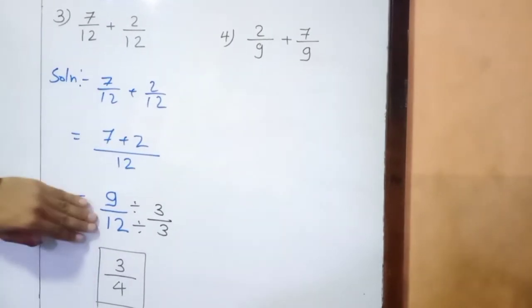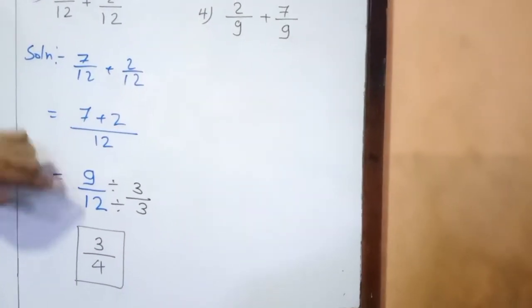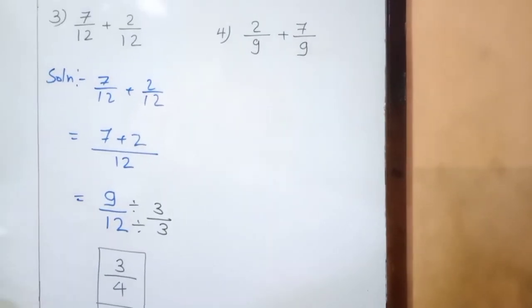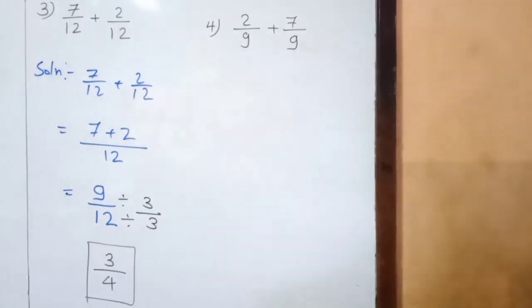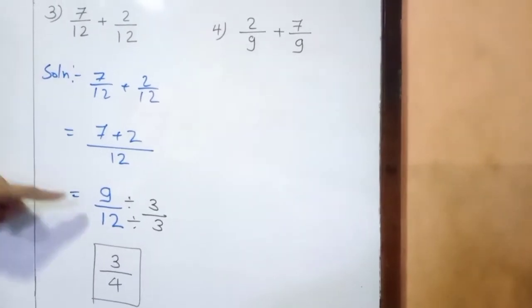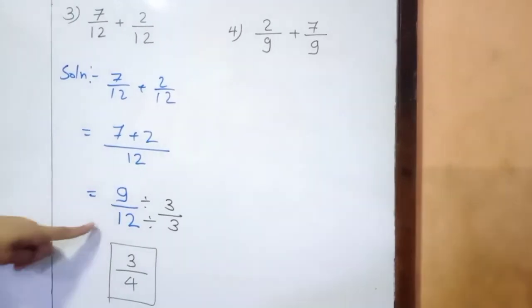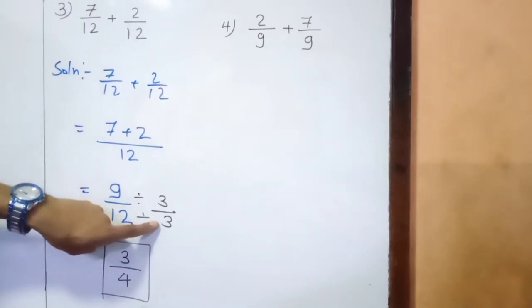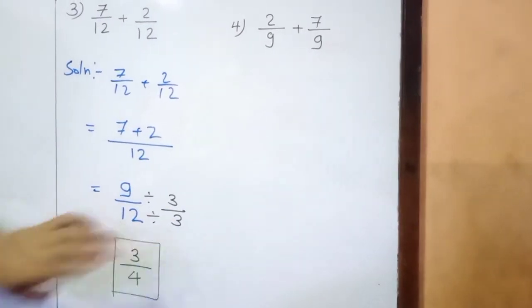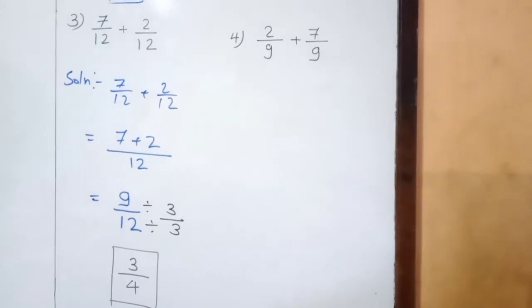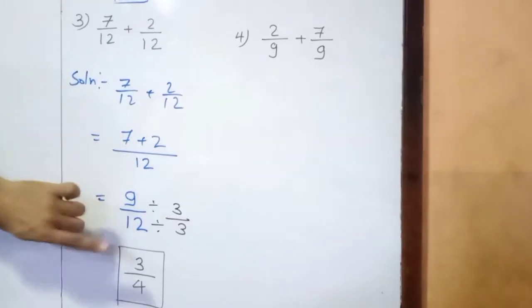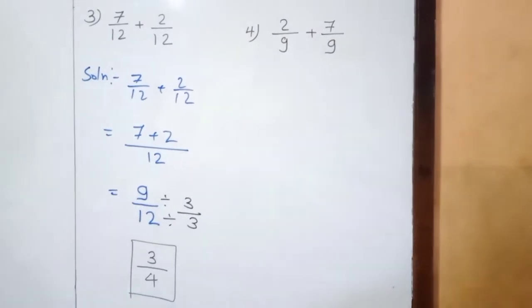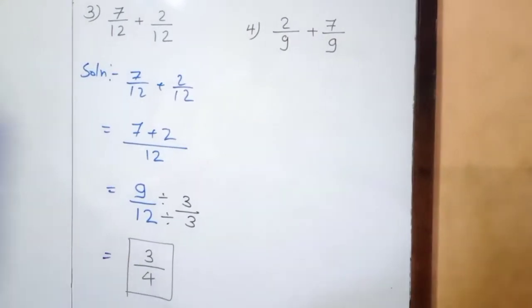How can we do the cancellation? If the numerator as well as the denominator are both multiples of any one number, any one digit, we can do the cancellation by that digit. Like here, 9 and 12 are both multiples of 3. So we divided the numerator as well as the denominator by 3. So we got 3 3s are 9, 3 4s are 12. So 3 upon 4 will become the answer of our addition.